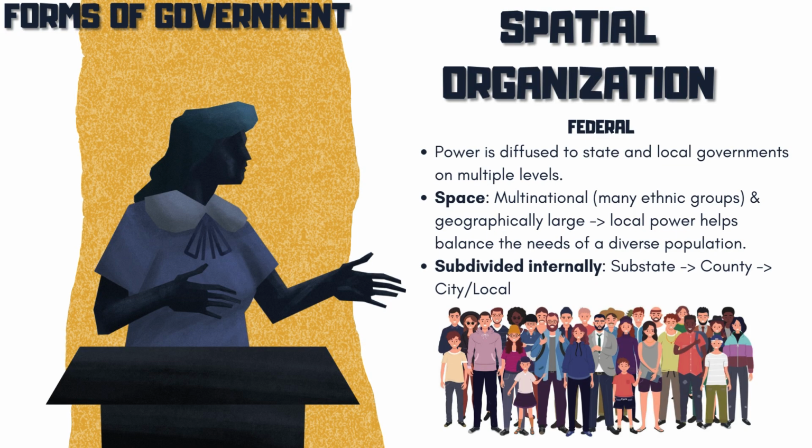So, the spatial organization of federal governments. In federal states, power is shared between the national and the local governments. Think of it like a layered cake. The national government handles the big picture issues, things like foreign policy and national defense. The state and regional governments handle local laws and policies, things like education or transportation. So the example would be the U.S. The federal government makes nationwide laws, but states like Florida and Texas have their own rules for things like taxes and school policies.